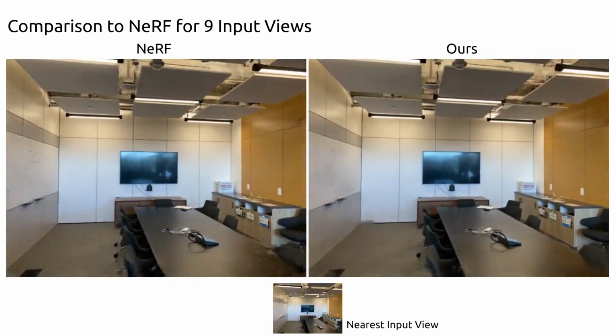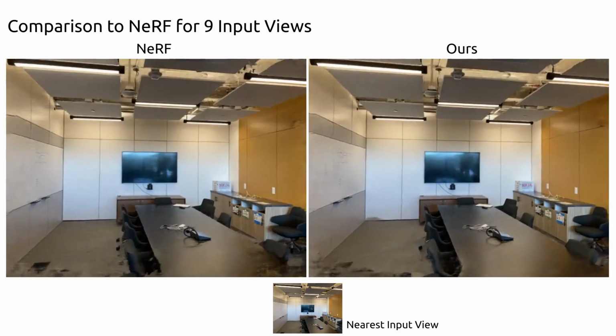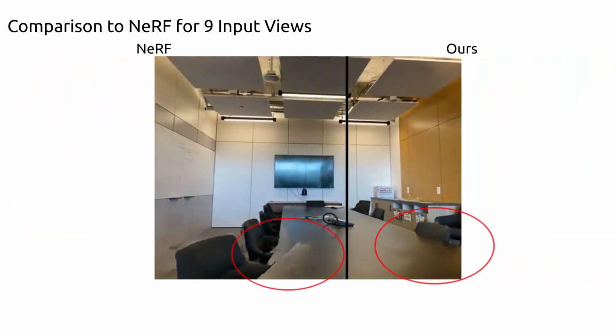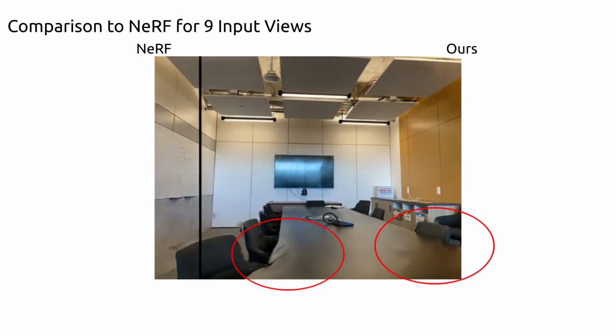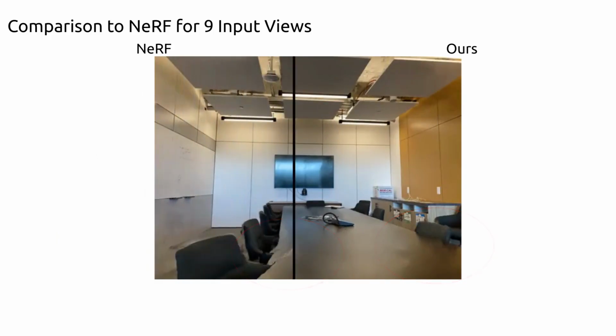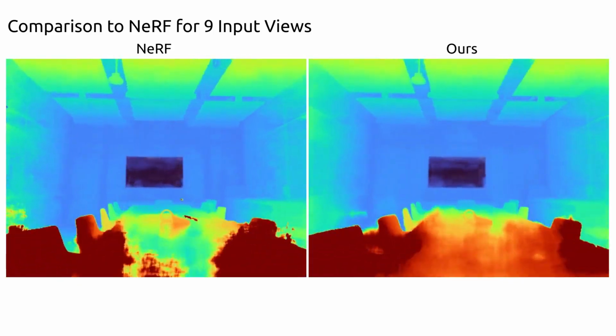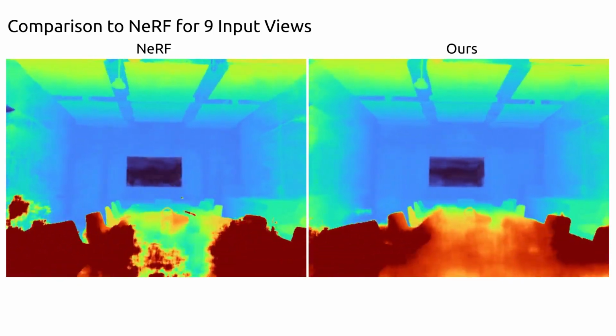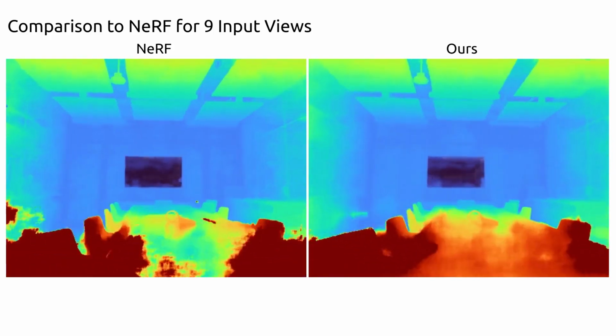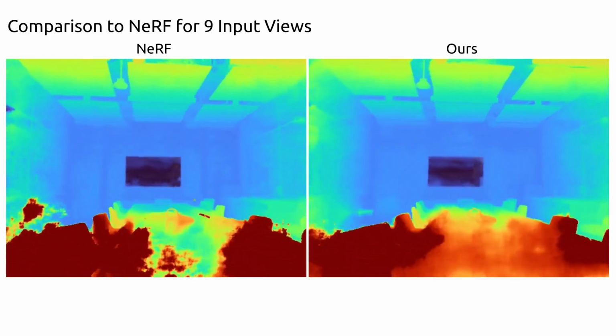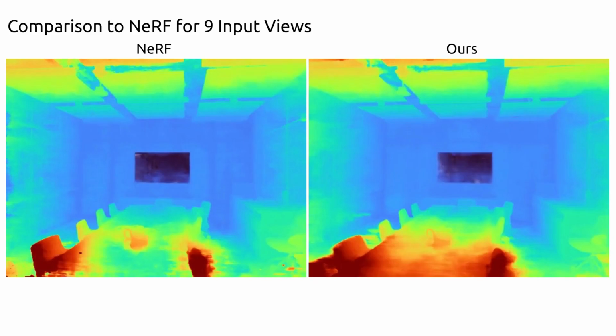For 9 input views, both methods achieve high-quality view synthesis. For novel viewpoints far away from the input poses like shown here, floating artifacts near the table are still visible for NeRF. This can also be seen in the expected depth maps. Overall, we can summarize that our approach improves over NeRF across all scenarios.